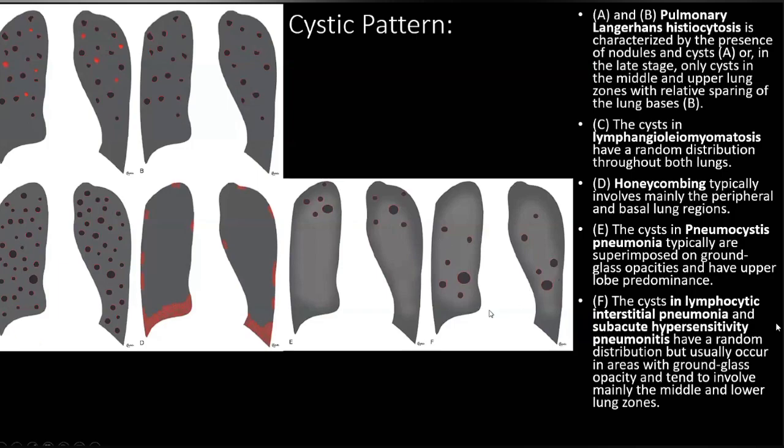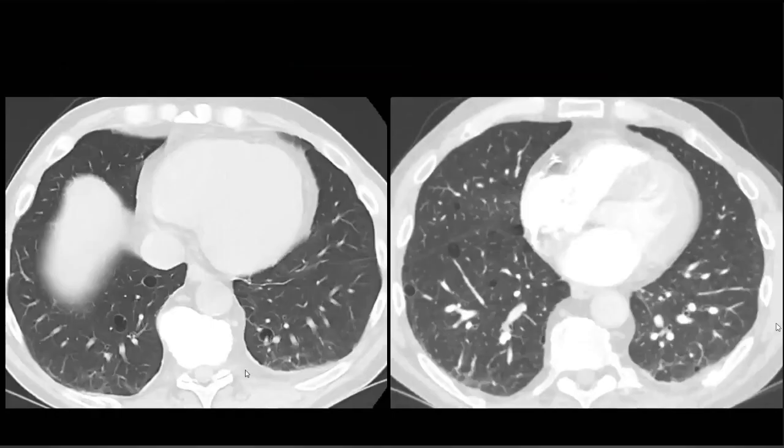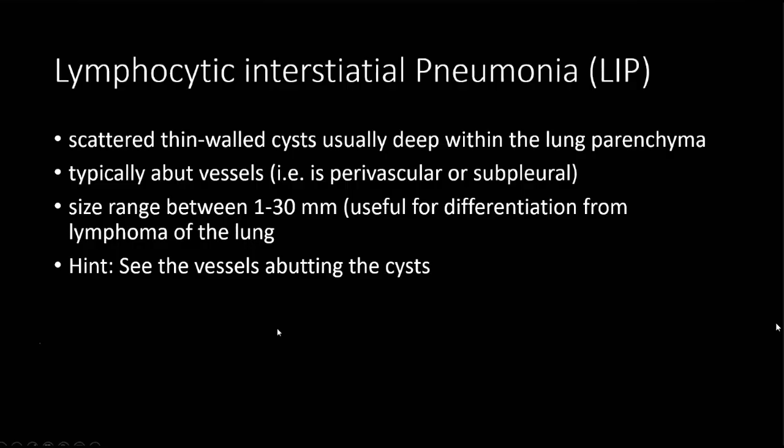And this one is predominantly lower lobe, so that is LIP. And LIP would have pericystic vessels. That's a characteristic sign. This sign is very characteristic of LIP.